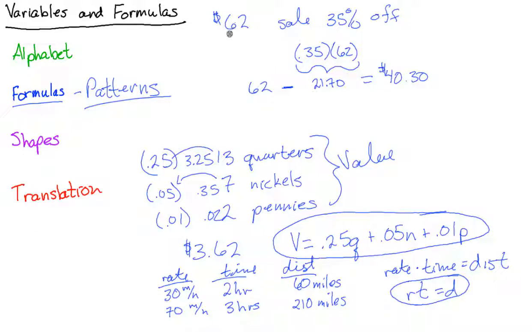Notice that if this is our original price and this is our rate, and here's our final price, we have just created the pattern by which all of these problems can be solved. Price minus rate times price is going to equal our final. If it was a tax or a markup, this thing would be a plus.